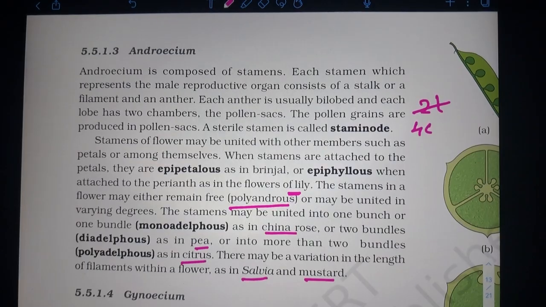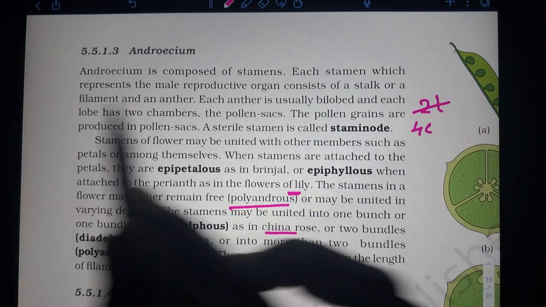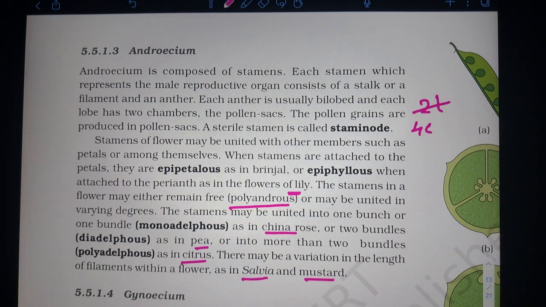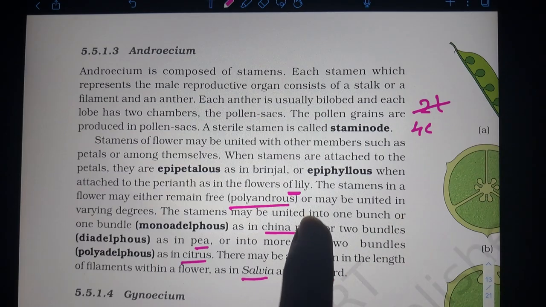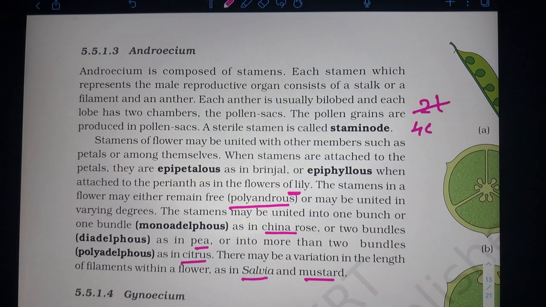Here, just simple seven examples. They can be asked in your NEET exam. You may not know, the four marks may come from here. These seven examples may be your four marks, statement type, or otherwise any matching, we can't even imagine. Just learn the examples by heart. Epipetalous brinjal, epiphyllous lily, monoadelphous China rose, diadelphous pea plant, polyadelphous citrus, and the varying length of the filaments is known in salvia and mustard.